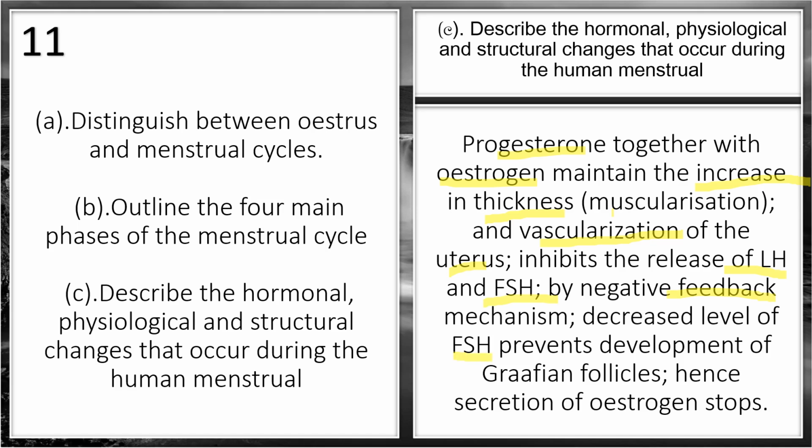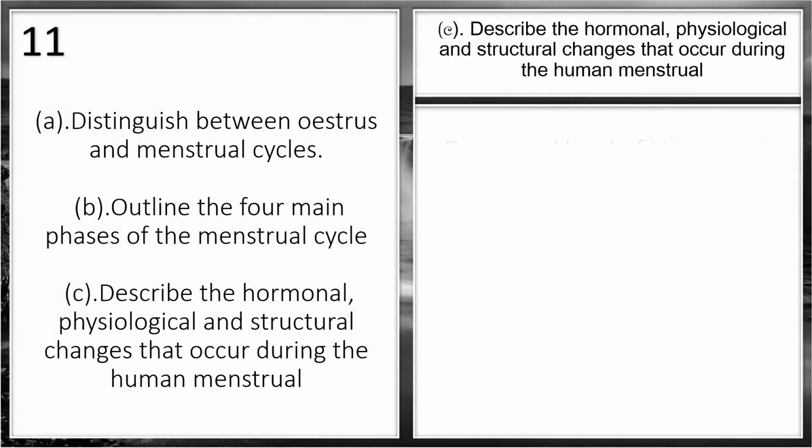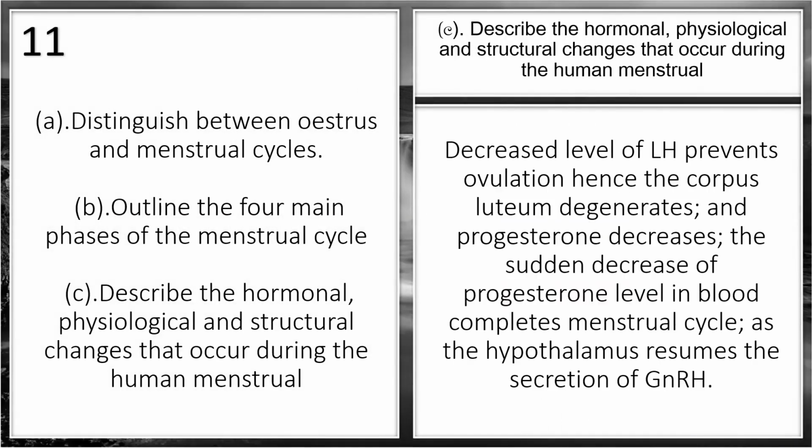Decreased level of follicle-stimulating hormone prevents the development of the Graafian follicles. Hence, secretion of oestrogen stops. Decreased level of luteinizing hormone prevents ovulation. Hence, the corpus luteum degenerates and progesterone decreases.